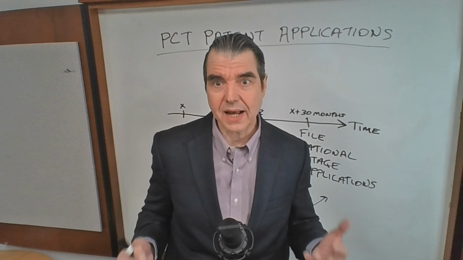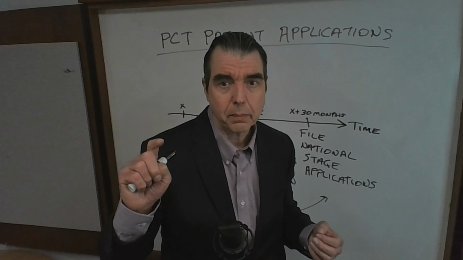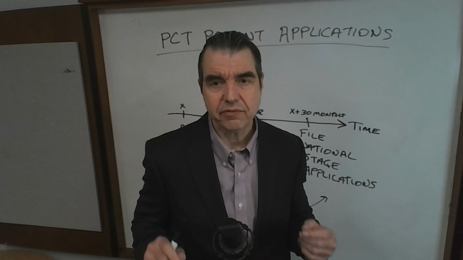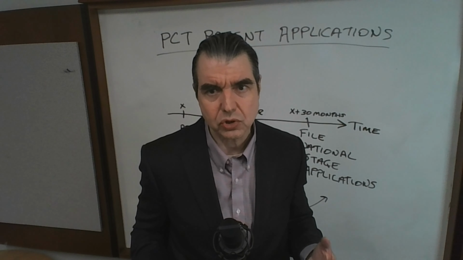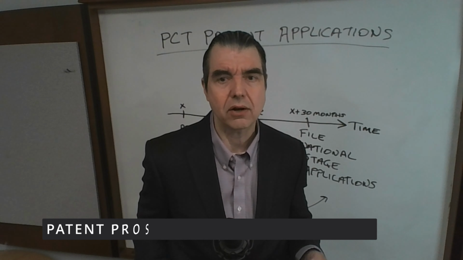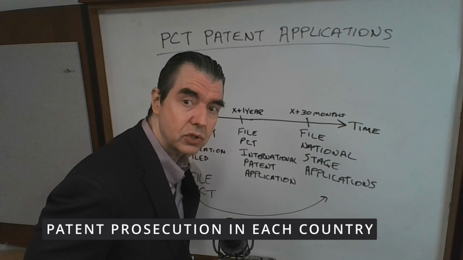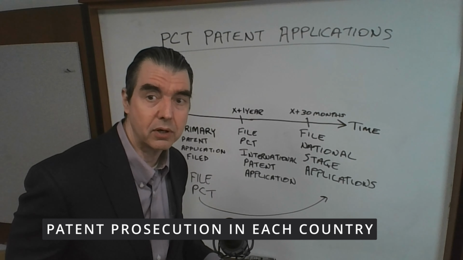Now, once those national stage patent applications are filed, then that country's patent office takes over, and they're going to do an evaluation of your claims, and you're going to go through the patent prosecution process in that country's patent office, the same as you had to go through the patent prosecution process in the United States in order to prosecute your primary patent application.